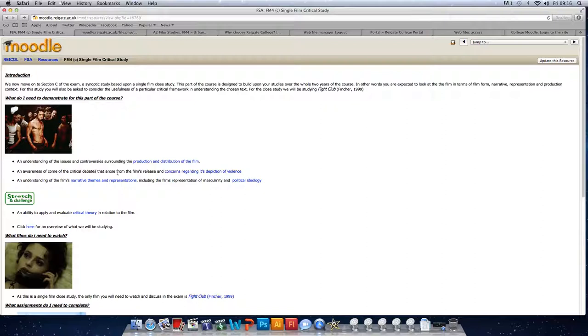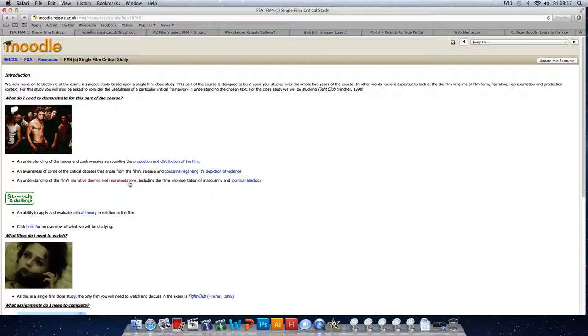Now, the effect of this was probably this: the film was controversial in its release. There were lots of concerns regarding its depiction of violence, accusations the film was misogynist, accusations that the film was actually glorifying fascist ideology. You could argue the film was obviously representing these things, but not in an uncritical fashion. So an understanding of what the film's doing in terms of representations and the controversies surrounding it are really, really important. There are some specific resources here.